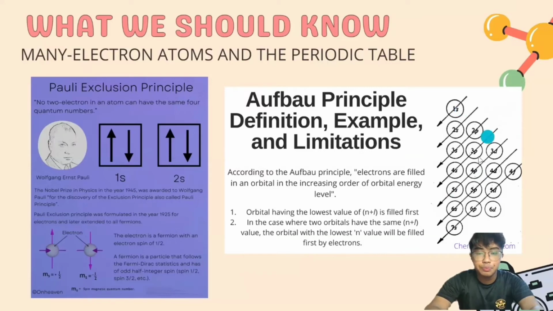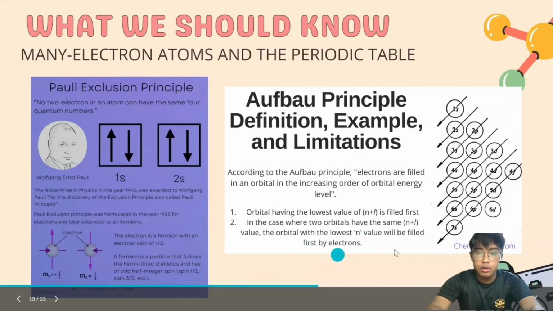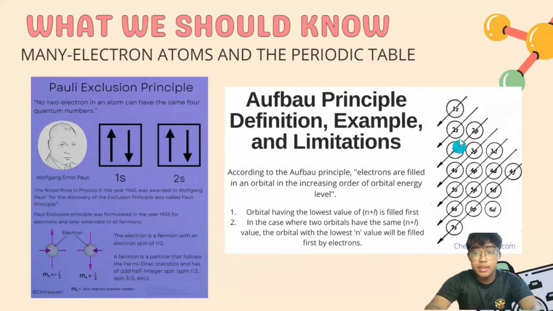Dia takkan macam tu. Orbital having the lowest value of n plus l is filled first. In the case where two orbitals have the same n plus l value, the orbital with the lowest n will be filled first by electron. Nombor 2 ni yang bermaksud, contoh 1s dengan 2s, dia punya n tambah l sama. Jadi kita tengok nilai n dia. Nilai n dia adalah 1 dengan 2. Yang mana rendah dulu, yang tu yang akan ke depan.